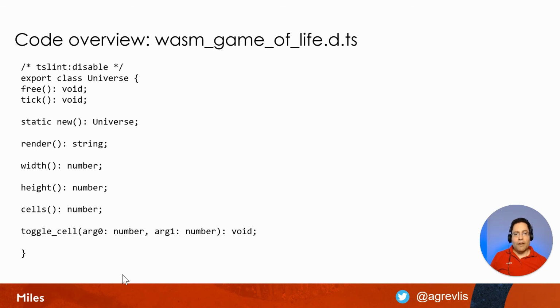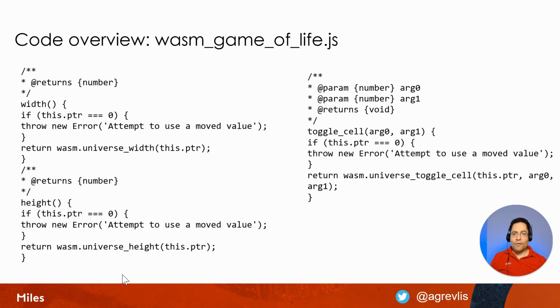And then we also have the TypeScript file where we're defining what type of functions we can call from a calling application. So we can call the width and the height in order to get back these numbers, and we can also call the toggle cell in order to toggle that particular cell. And also, as before, we have this glue file. So, for example, in the toggle cell function, it takes some input parameters, and then it tries to call the wasm.universe toggle cell.